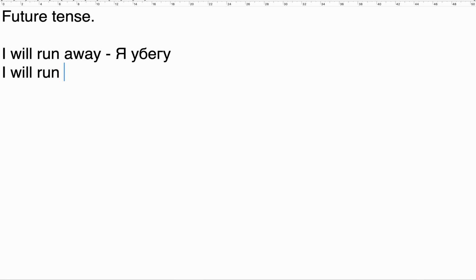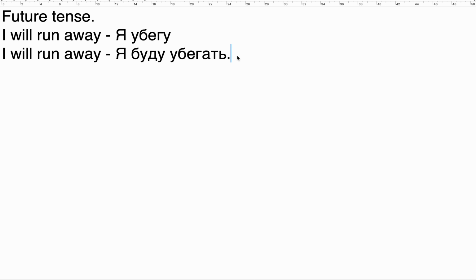I will run away. One more time, we can translate it like this: Я буду убегать. What's the difference between these two versions? "Я убегу" we use when we're talking about one action. One more time, one action in the future.